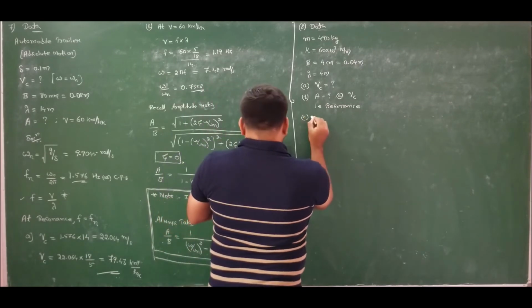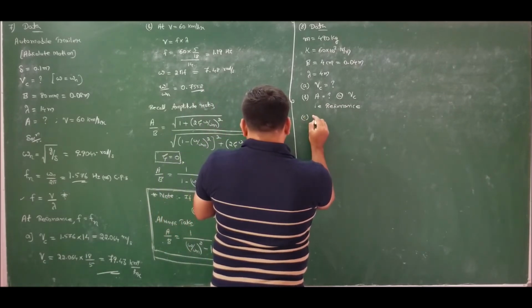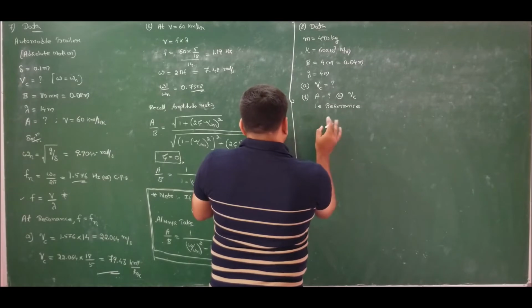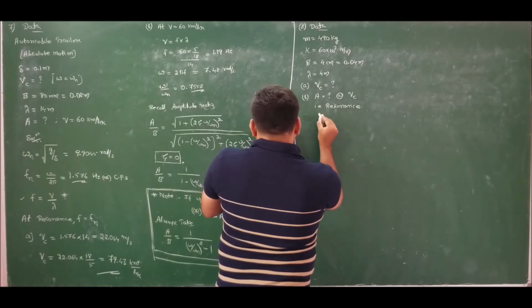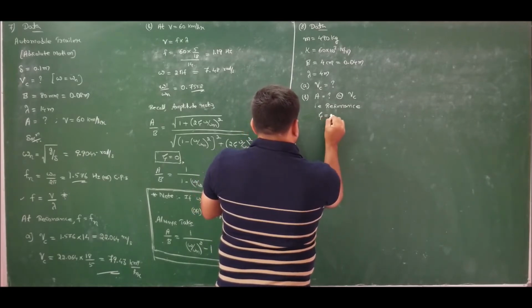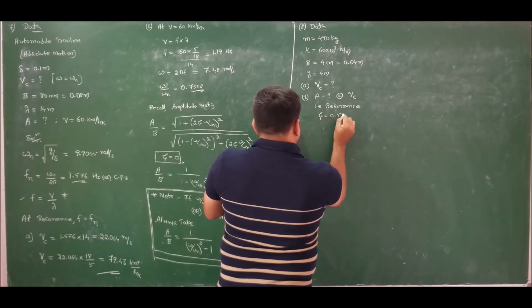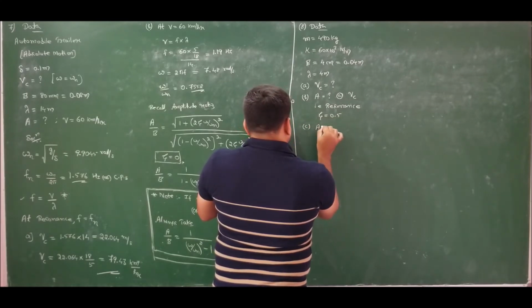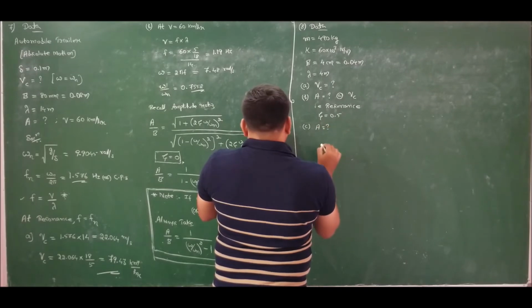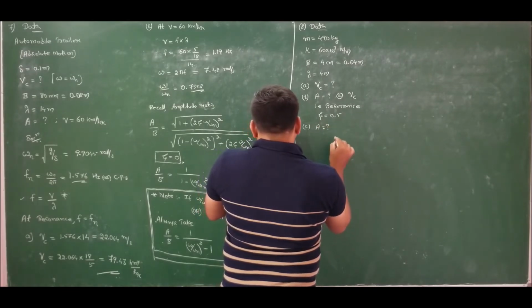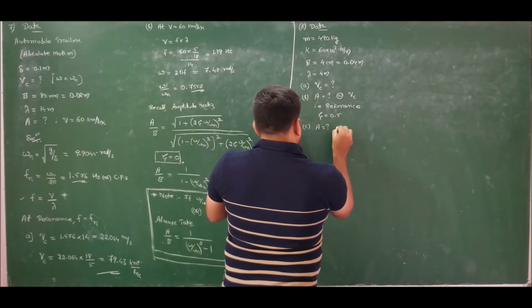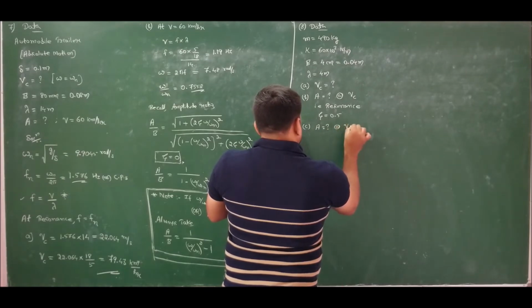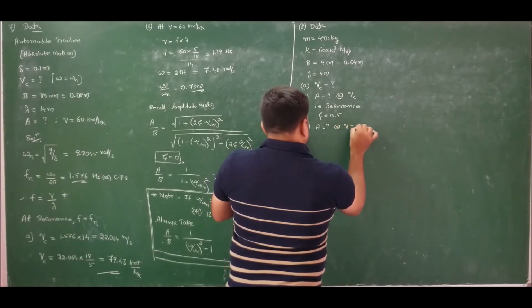Next, C. Oh, here he is also specifying the damping factor, right? And the damping factor zeta should be taken as 0.5. And C, the amplitude of steady state motion of the mass when the vehicle is driven at a speed of 57 km per hour.